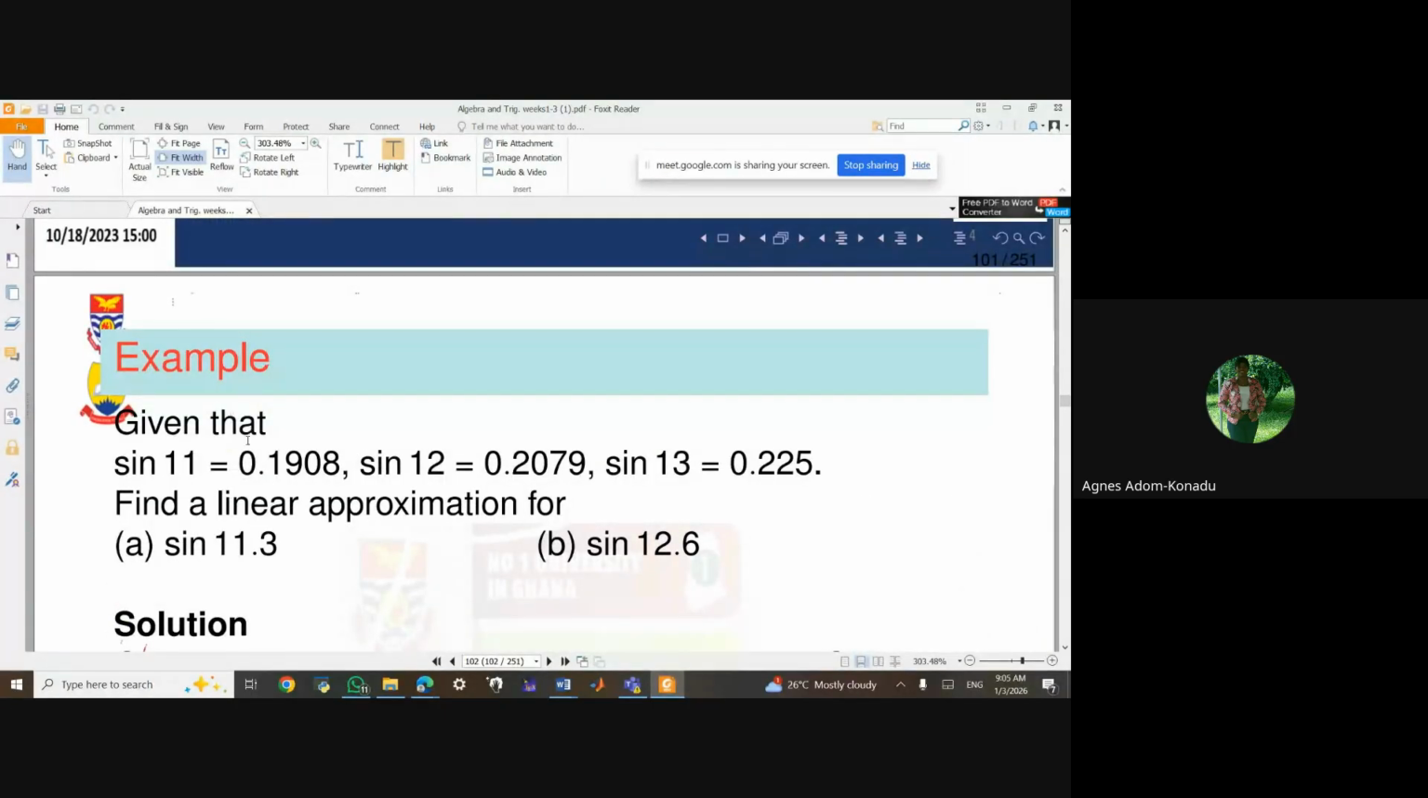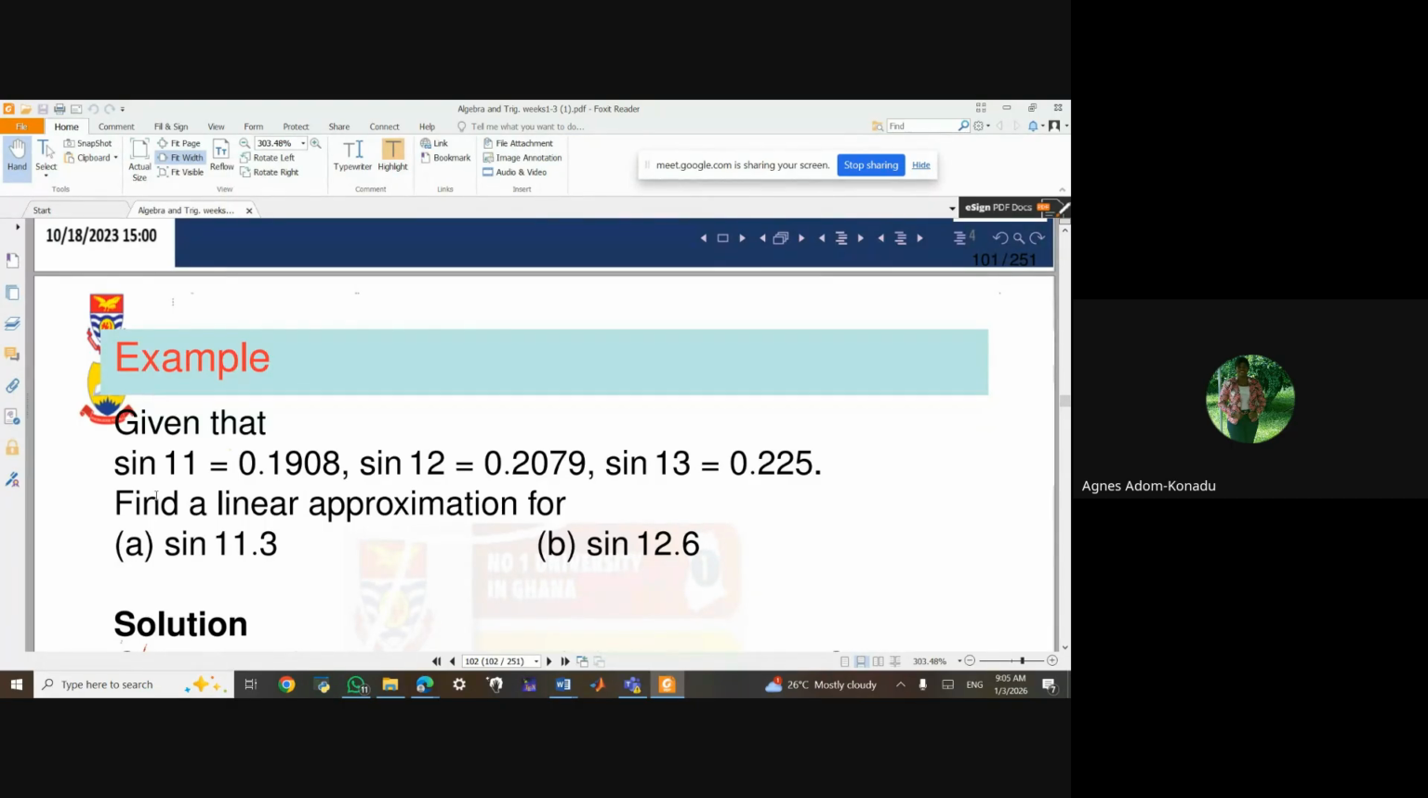And anytime you are given values in a question, you have to make use of them. If not all, you have to make use of some of them. So you find sine 0.3, no, please, you cannot do that. You can even just key in sine 11.3 on your calculator and you get the answer. But here you are to apply what you have learned. So you have to get a linear equation, and to get that you have to find your gradient, and then you use the point to get the solution. So that's what we want you to apply here.